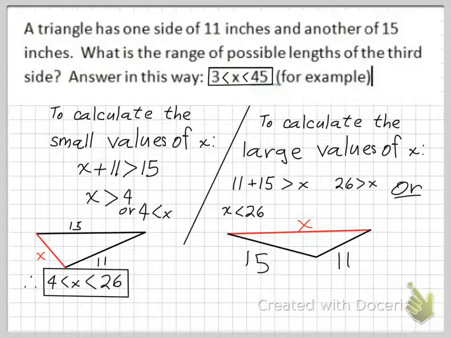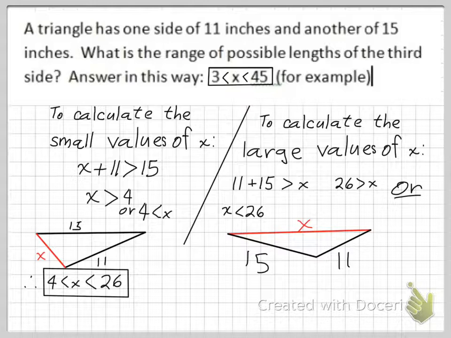In other words, in order for you to make a triangle that has one side of 11 inches and another side of 15 inches, the third side has to be greater than 4 but less than 26. It can't equal 4 and it can't equal 26. If it was able to, it would be less than or equal to, or greater than or equal to. But this is saying greater than or less than, no equal to. So the range of values is anywhere between 4 and 26 exclusively, not counting 4 and 26.